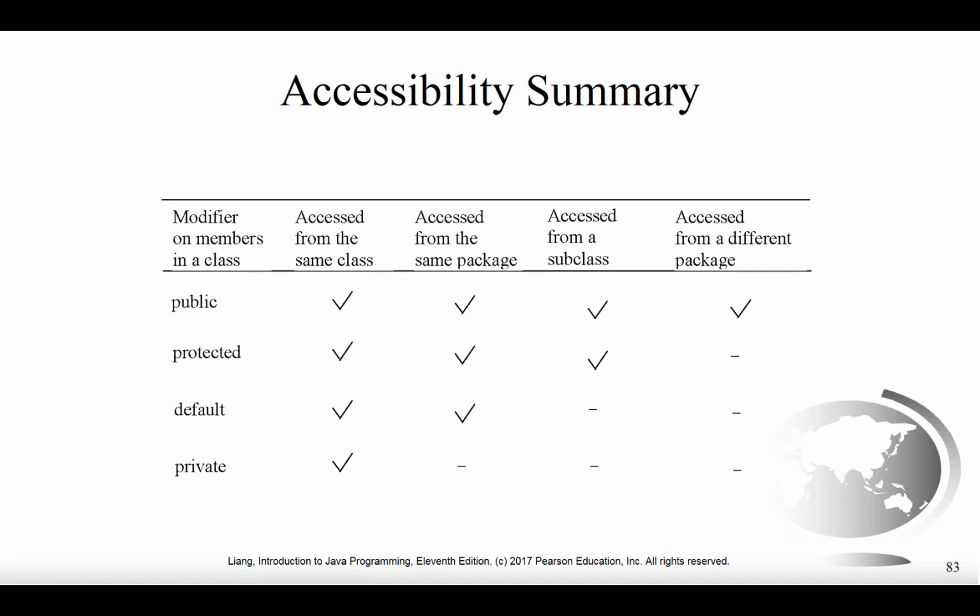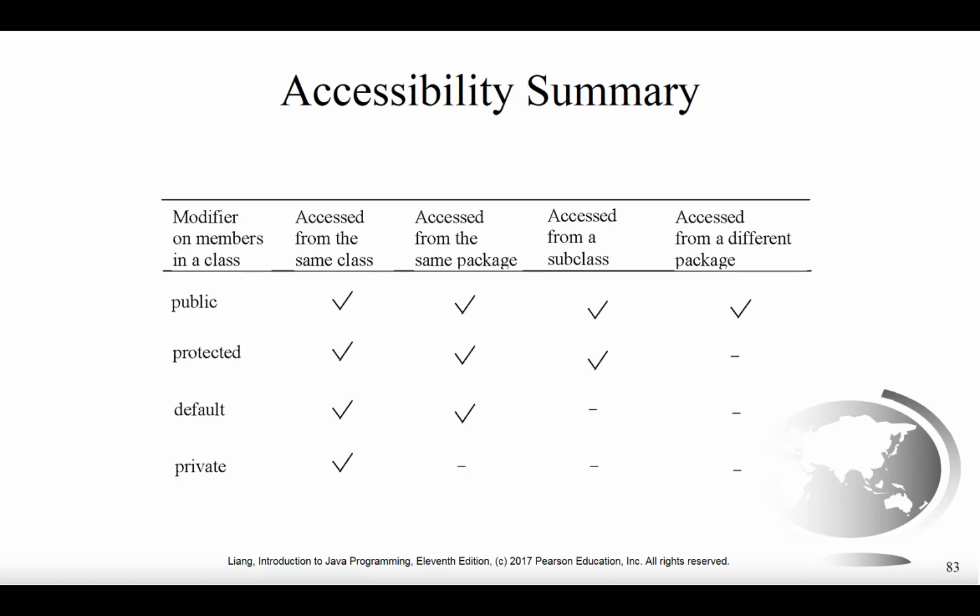If you have public visibility, then you're going to be visible in all of those different contexts. If the visibility is protected, then it's accessible in the same class, because everything is always accessible in the same class no matter what visibility level we're using. But if it's protected, it'll still be visible in the same package, and it'll also be visible in any class that inherits from the class in question. However, it will be invisible if it's accessed from a different package.